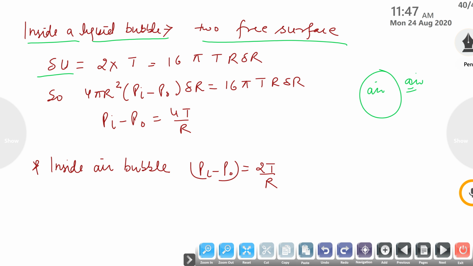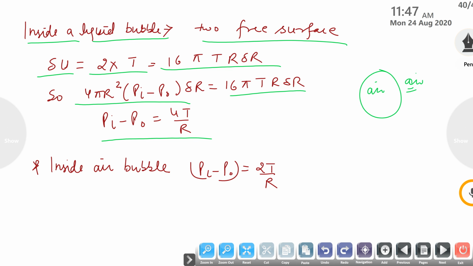So the change in potential energy will be twice as compared to last time. So it is given by 2 into T, and this is replaced by 16 pi T r del r. Now simply by equating work done and potential energy, I can find the excess pressure difference, that is 4T by r.